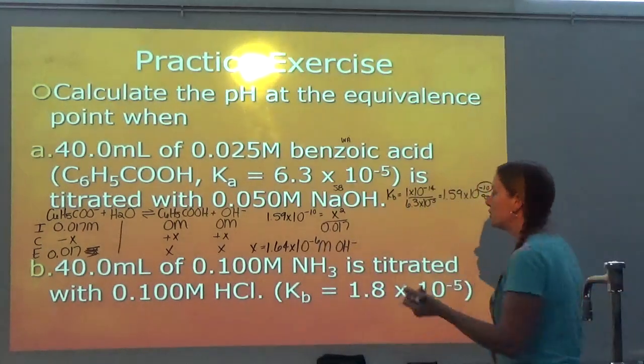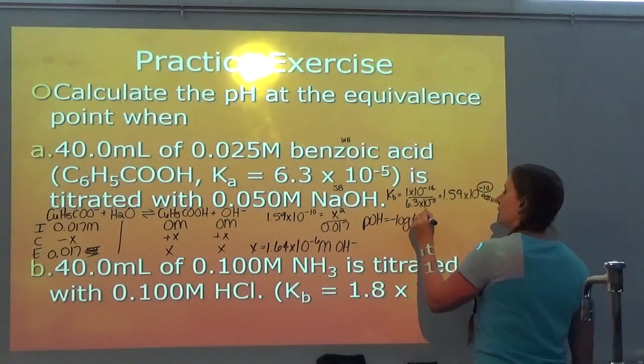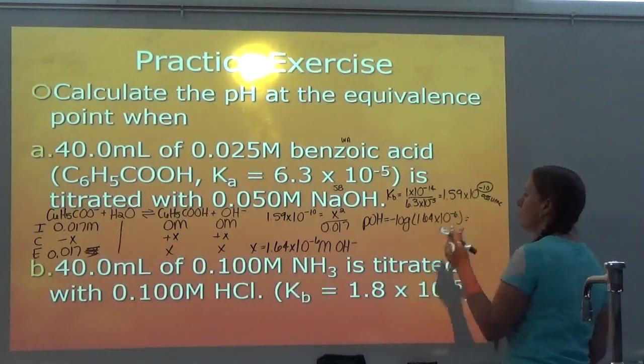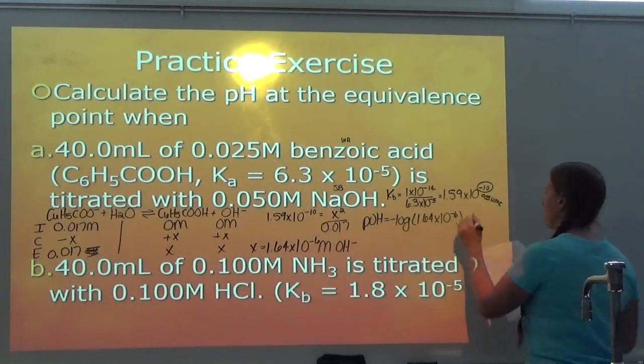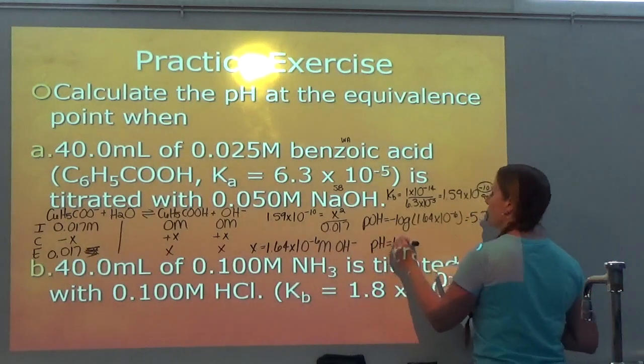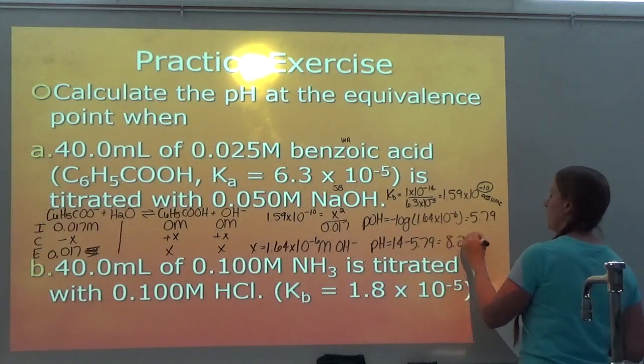But we want pH, so you've got to keep in mind, if you do negative log of that number, you're going to get pOH, you're not going to get pH. So once I do negative log of that, I got 5.79, and so last step is pH is 14 minus that. And so that gives me 8.21.